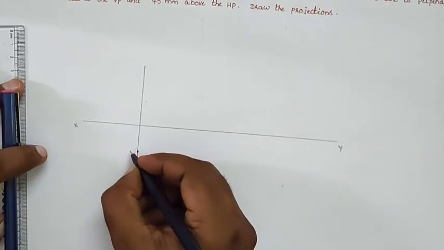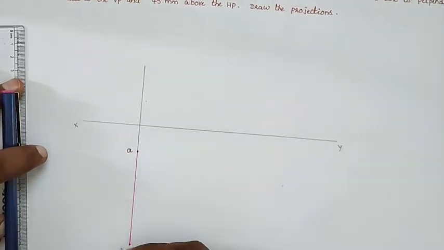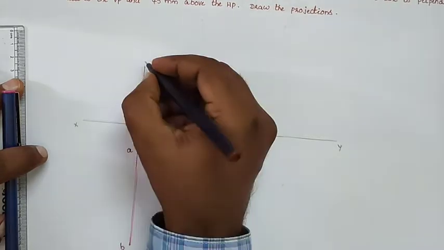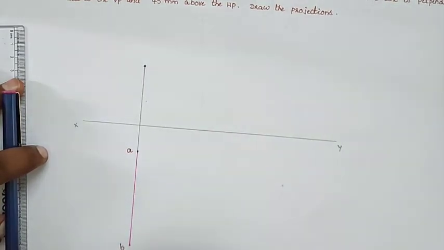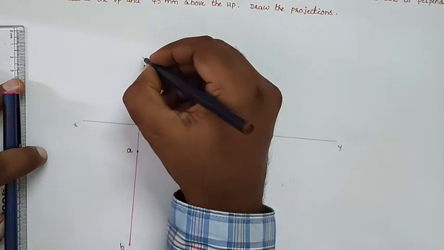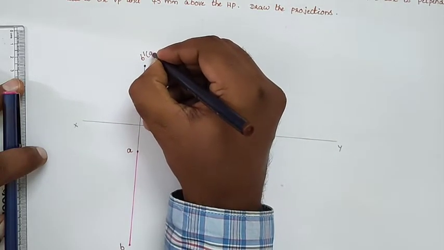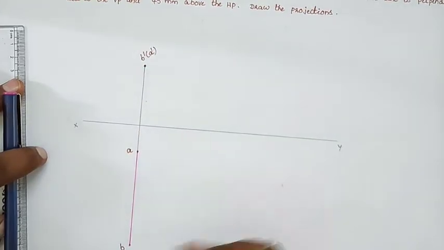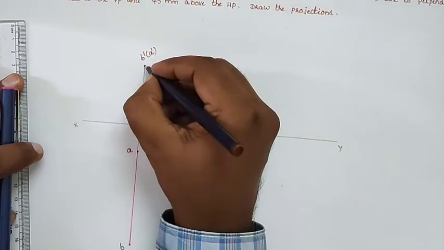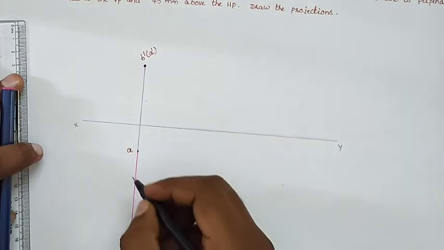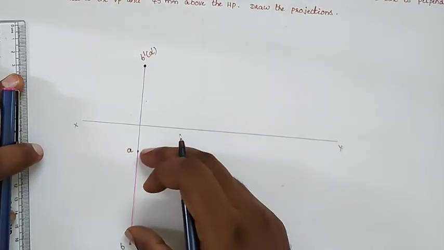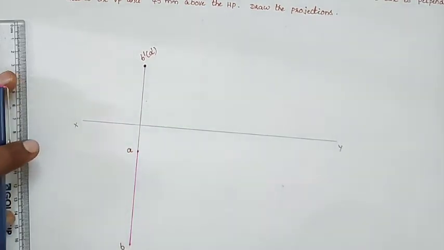So here you will get point A, here you will get point B. This is the direction of the top view from the bottom. Whenever you see the object from the bottom, point B is visible and point A is not visible. The visible point is written without brackets and the invisible point is placed in brackets like that. So here the front view shows as a point and the top view shows as a true length, which is perpendicular to the reference line.